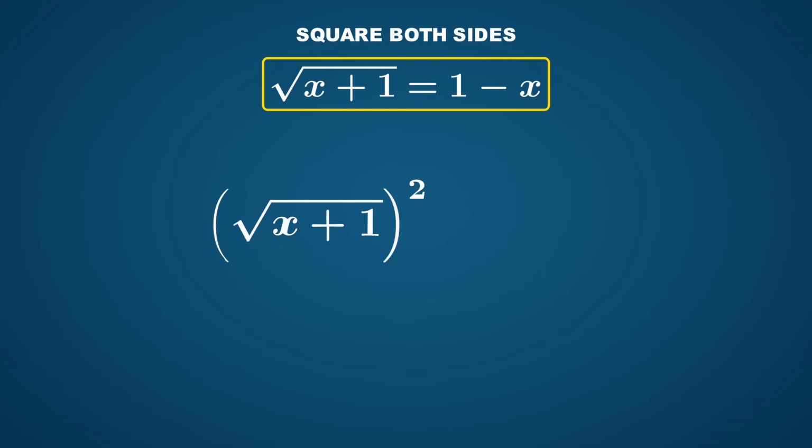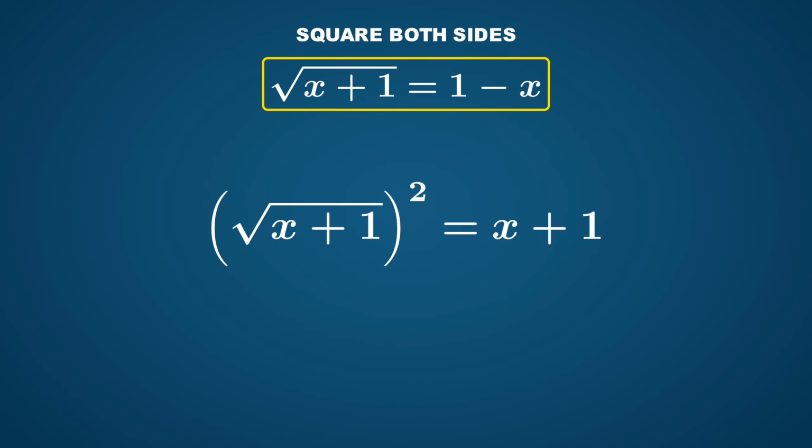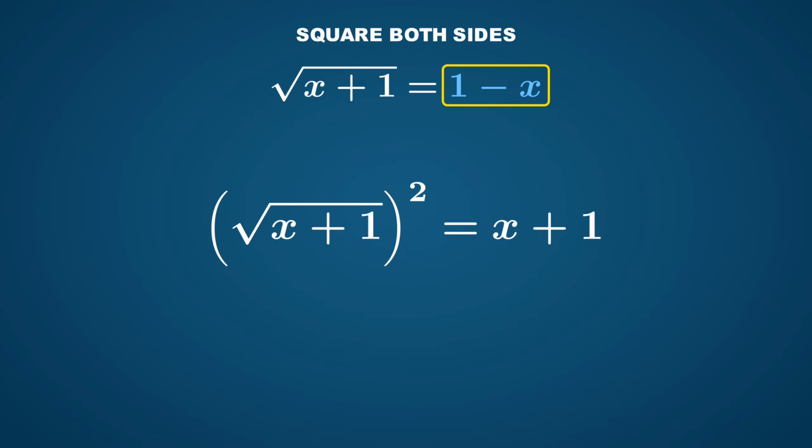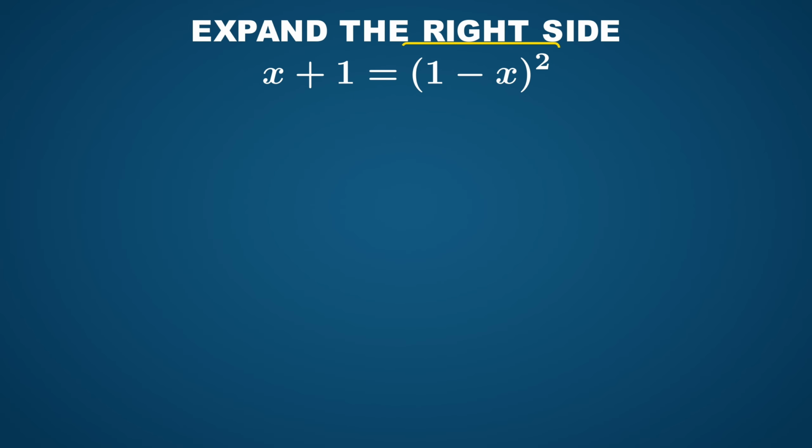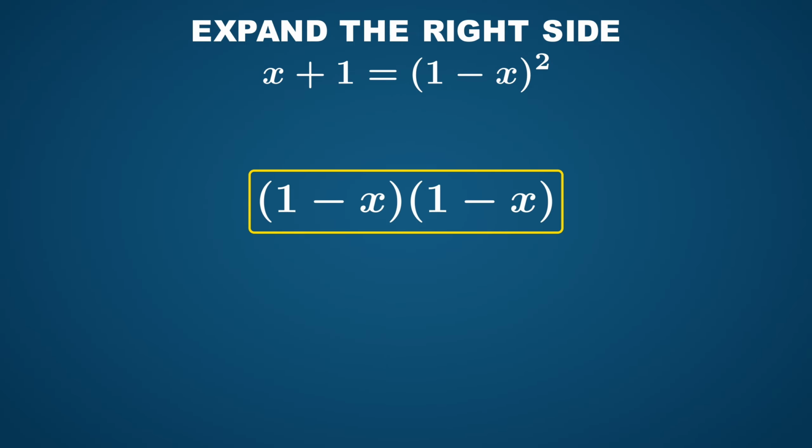On the left, squaring the square root of x plus 1 just leaves us with x plus 1. On the right side, we have the quantity 1 minus x, and we need to square the entire expression. So that becomes the quantity 1 minus x squared. Let's expand the right side. 1 minus x squared is the same as 1 minus x times 1 minus x.